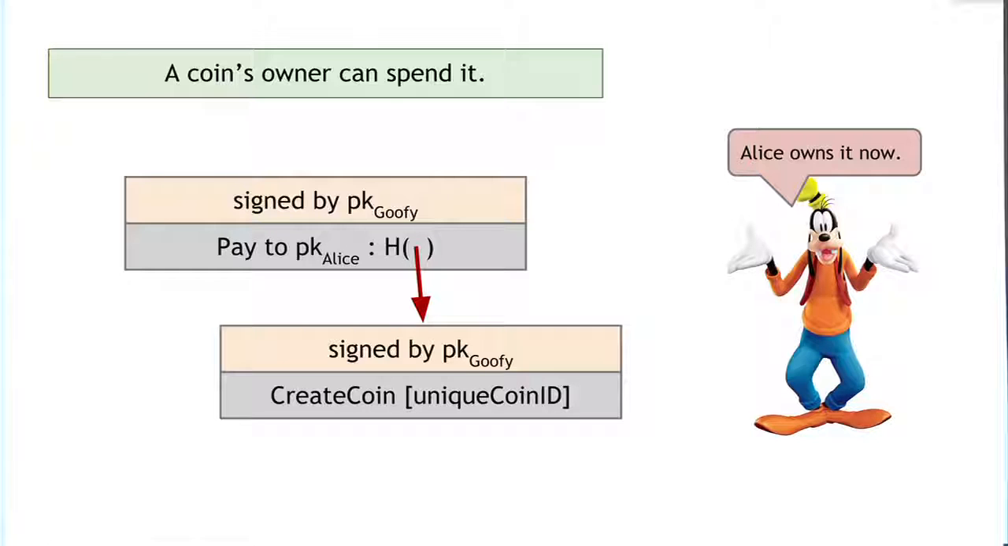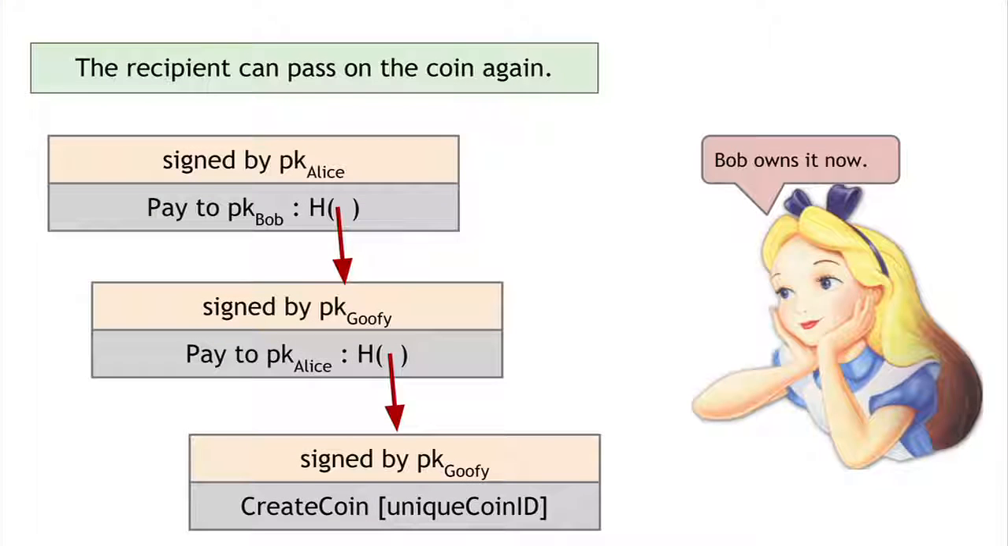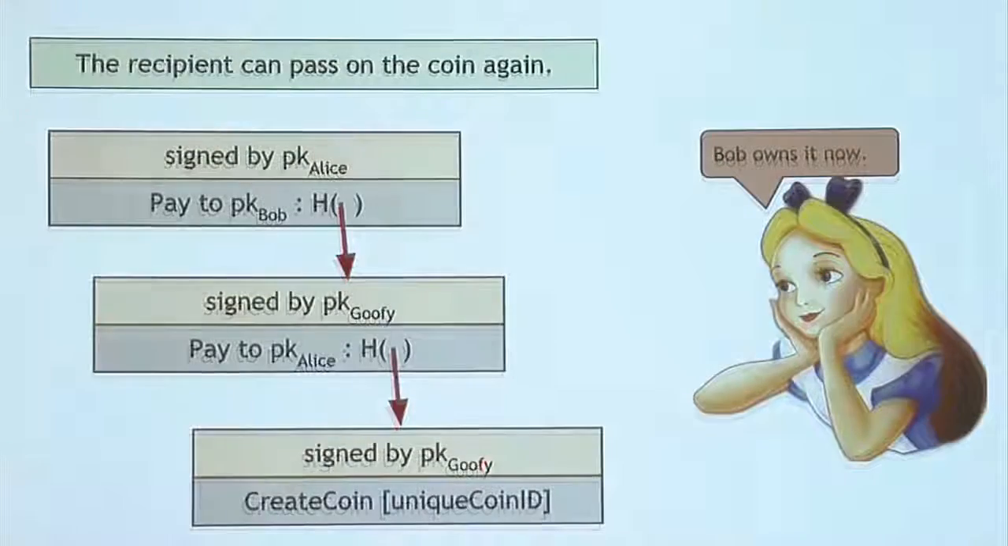Alice owns the coin, and Alice can prove that she owns the coin because she can present this data structure here, which is validly signed by Goofy and points to a coin that was validly owned by Goofy. And so the correctness of this coin is self-evident in the system. Now Alice can move on, and she can spend the coin as well. So here we have the coin we had before. This is down here at the bottom. We have the creation of the coin signed by Goofy. Now Goofy paid the coin to Alice via this hash pointer, and he signed that. Now Alice is the owner of the coin.